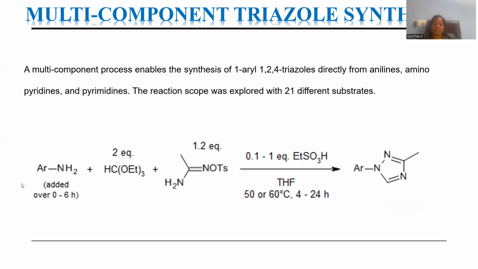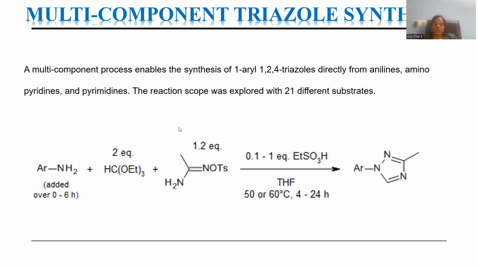Multi-component triazole synthesis is operated over, giving rise to an N-arylated triazole as the final product. THF, tetrahydrofuran, is taken as a solvent, and a temperature of 50 to 60 degrees centigrade is optimum. 4 hours to 24 hours duration is required in order to accomplish the reaction.